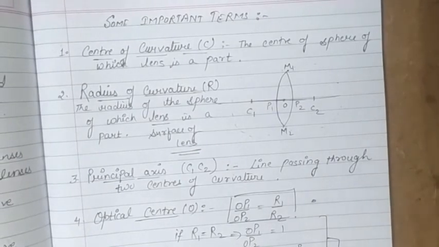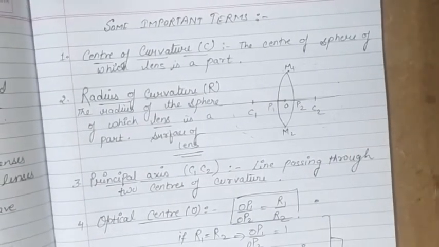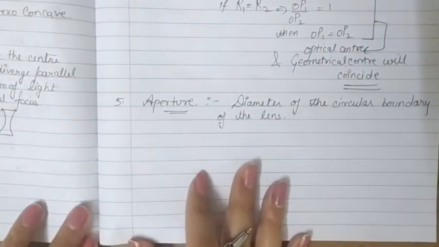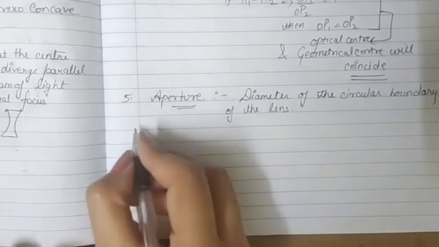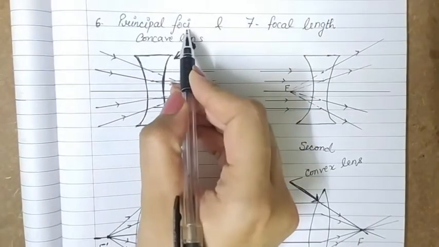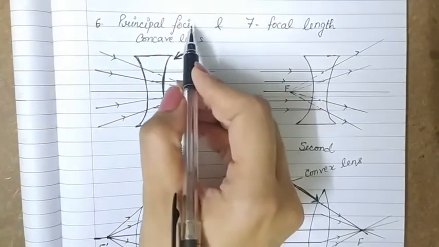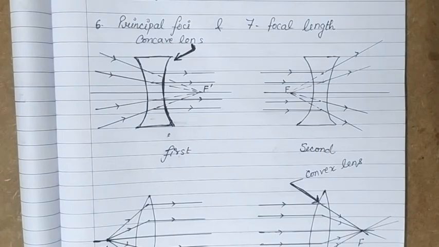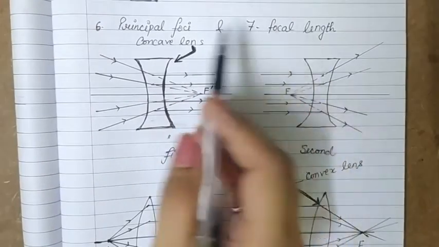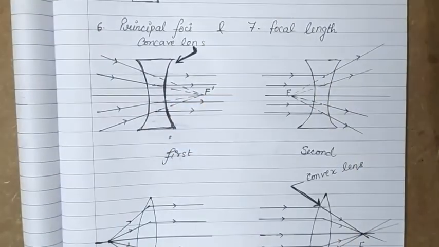Now the remaining two terms that we have, number 6 and number 7, are the principal foci and the focal length of the lens. Sixth is the principal foci. We are using the word foci here because it is the plural form of the word focus, as each lens has two principal focus. So we call them principal foci, and the seventh term is focal length. These two terms we are going to define simultaneously.